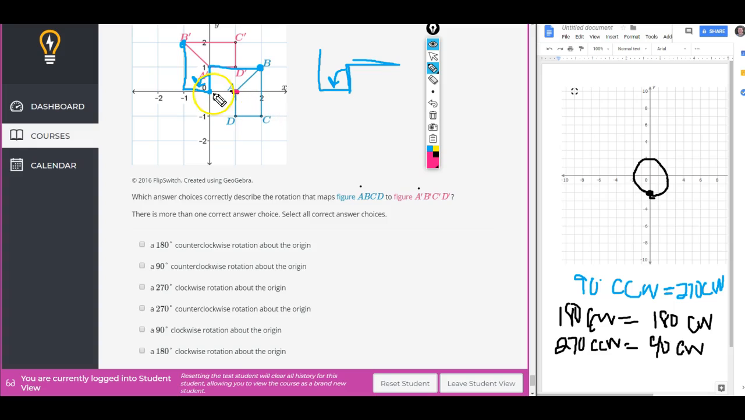Let's check C. We go over 2 units and down 1 unit. For this to rotate 90 degrees, this side of the L would now be straight up. So we would go up 2 units and over 1 to C prime. So yes, it is a rotation of 90 degrees counterclockwise, and now I know 90 degrees counterclockwise matches up with 270 degrees clockwise. So I'm looking for 270 clockwise. Hope that helps.